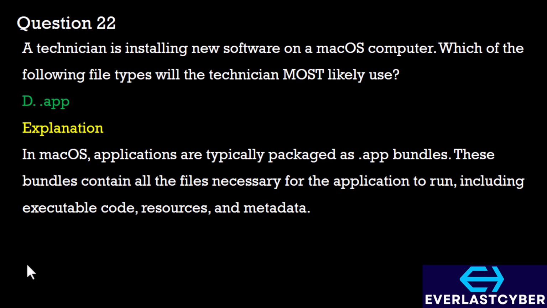In Mac OS, applications are typically packaged as .app bundles. These bundles contain all the files that are necessary for the application to run, including the executable code, the metadata, and the resources. So double-clicking on a .app bundle will initiate the installation or launching process on the Mac OS.